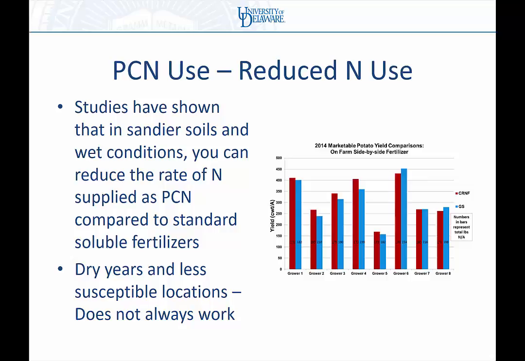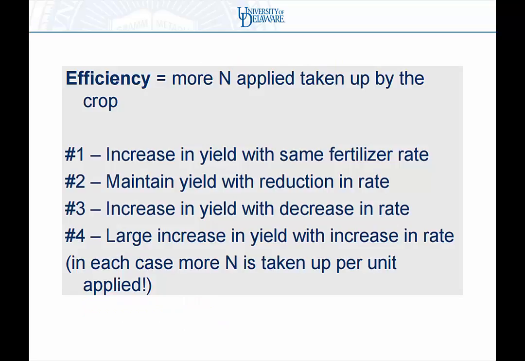Again, it doesn't hold across all years. Why? Because some years are dry, particularly on dry land situations. So in an irrigated situation, again, the research is kind of all over the board here. So what you're looking for is either an increase in yield with the same fertilizer rate for this nitrogen efficiency with your slow release, with your controlled release, or maintaining the yield with a reduction in rate, or increasing the yield with a decrease in rate, or a large increase in yield with an increase in rate. All right, you have to do one of those things to make it pay.